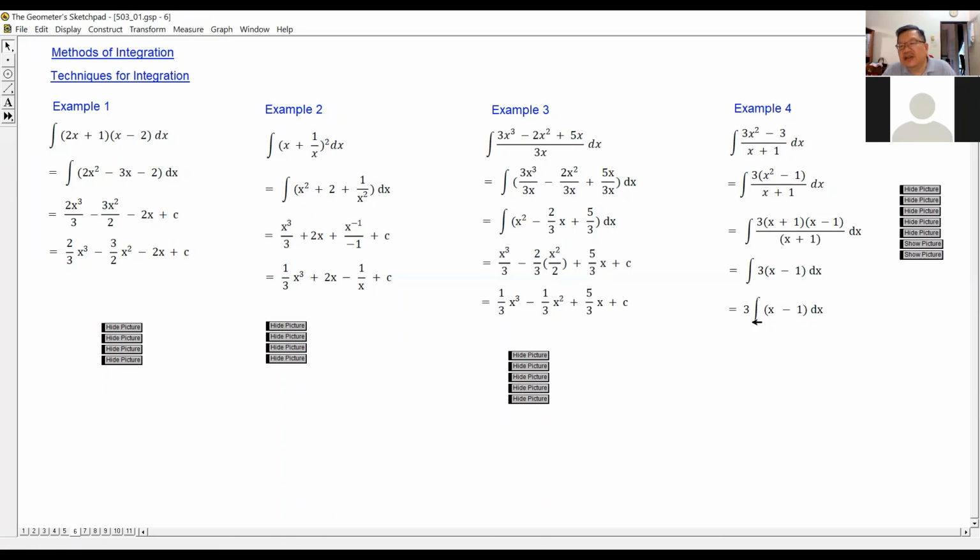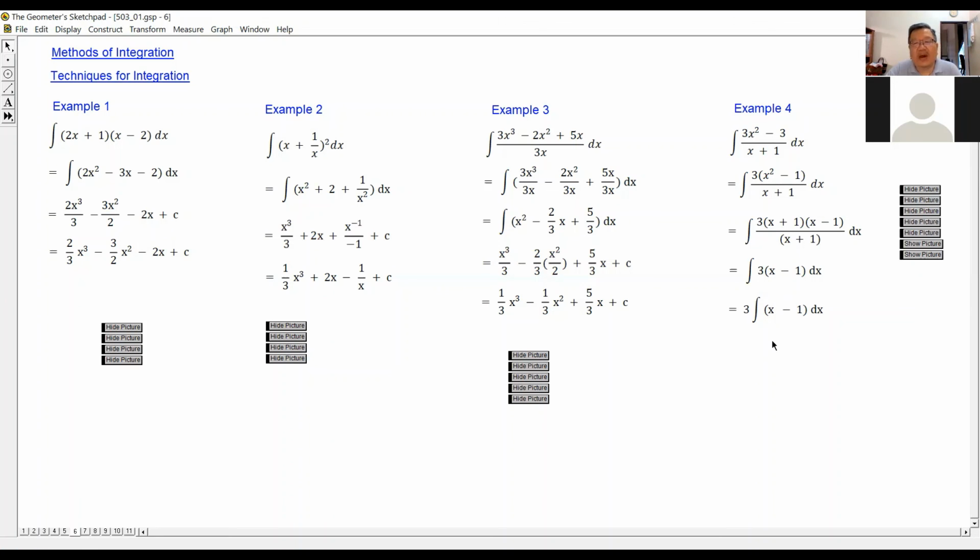This is one of the techniques we can do, because the 3 is common for both of them. So you take out the 3. After you integrate, you multiply back the 3. So now you just take out the 3 first. Even then, you have not integrated the function yet. So this one is quite simple.